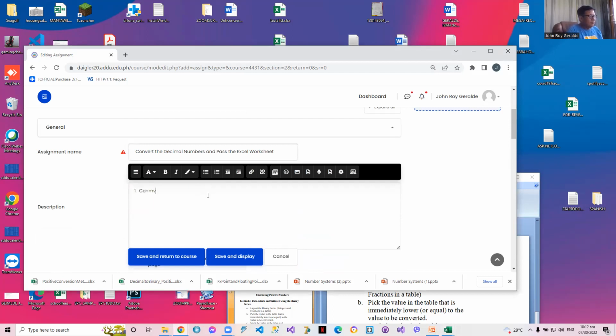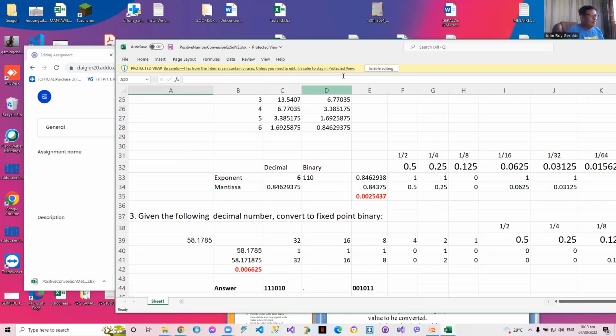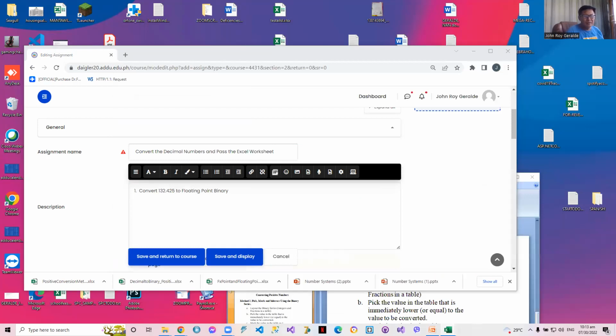First is convert 132.425 to floating point. How do you write your solutions? Just do it like this, no? Number 1, number 2, number 3. Okay? Do you follow? Sa Excel lang. Okay?